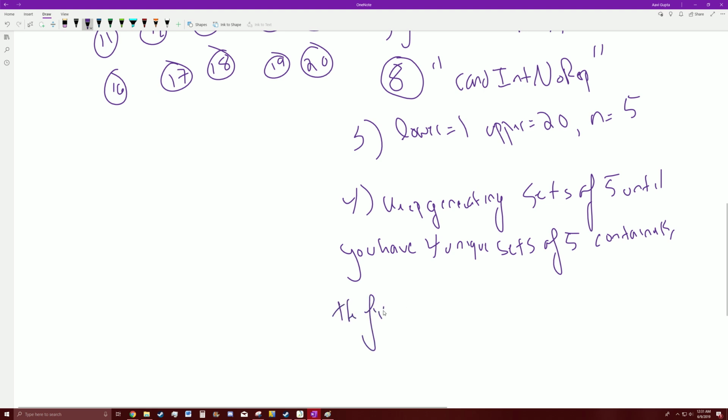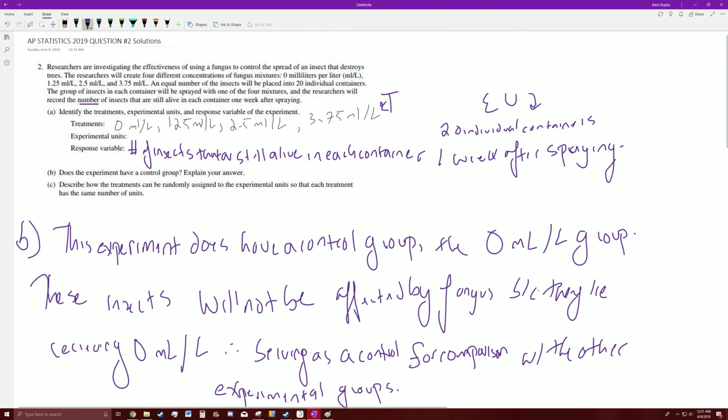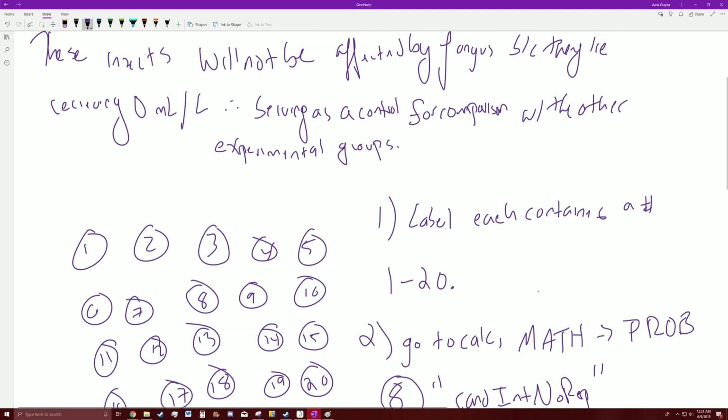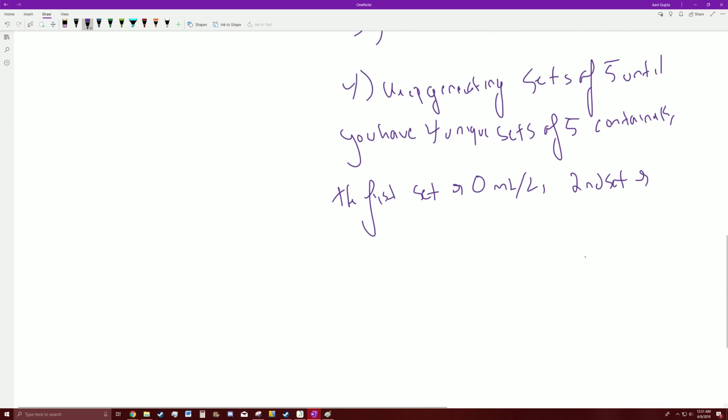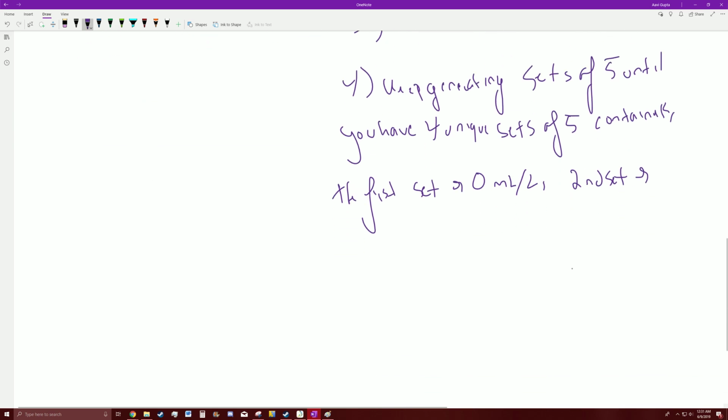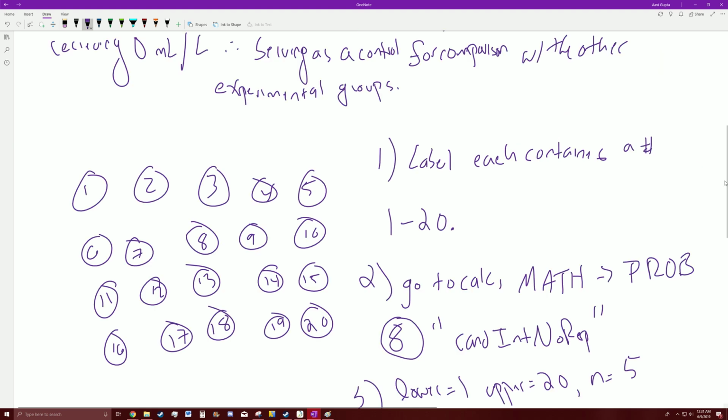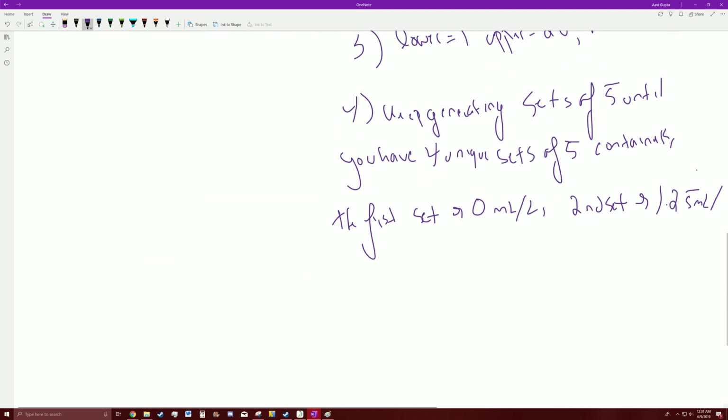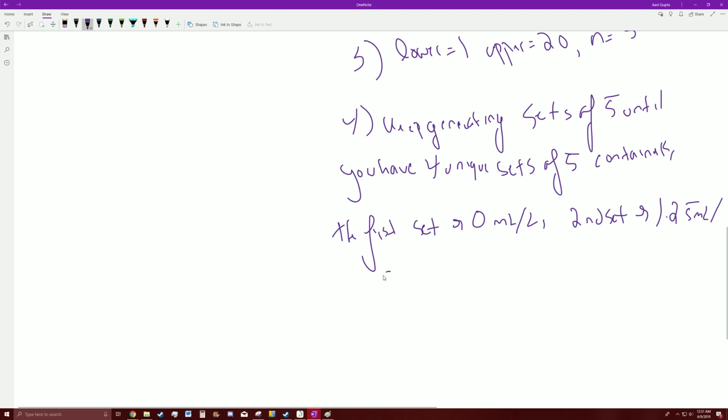The first set gets 0 milliliter. The second set gets the 1.25. And so on. All right.